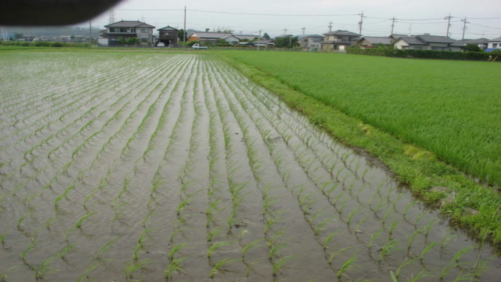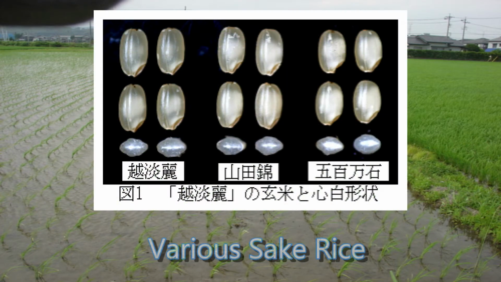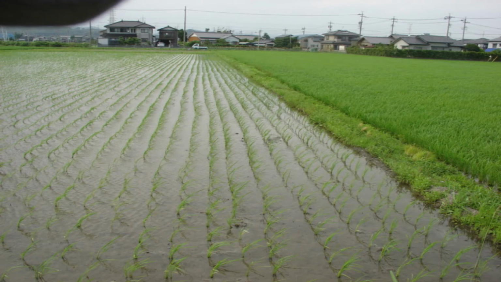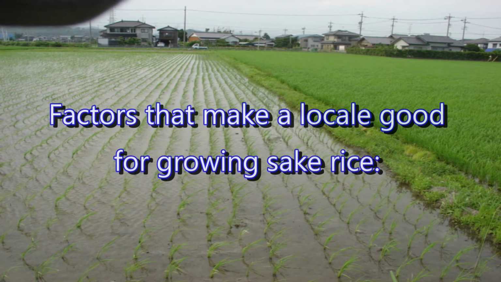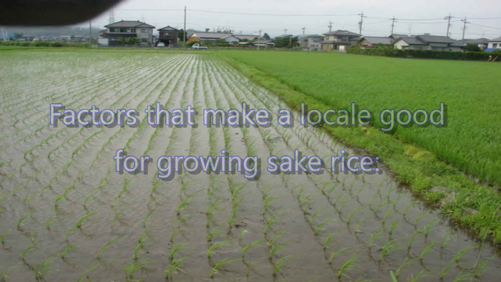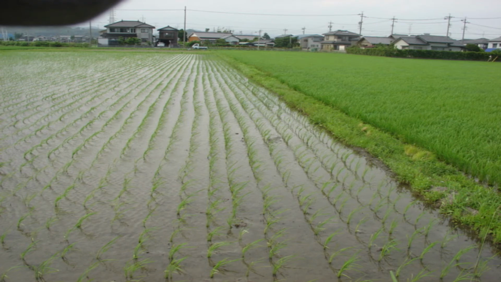However, if you want to maximize the qualities that enhance the potential of a given rice for brewing sake, you need to grow the rice in an ideal climate, and that will be different for each strain of rice. There are a number of factors that will make a particular locale good for growing sake rice. This includes, of course, and actually starts with, the soil.